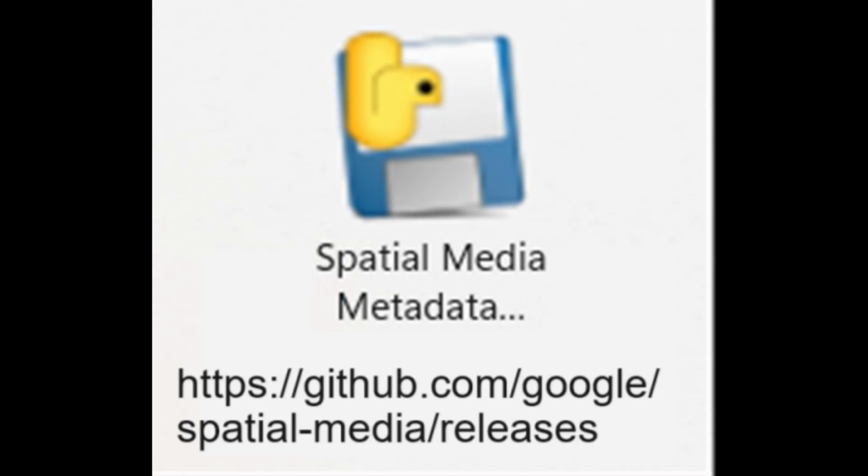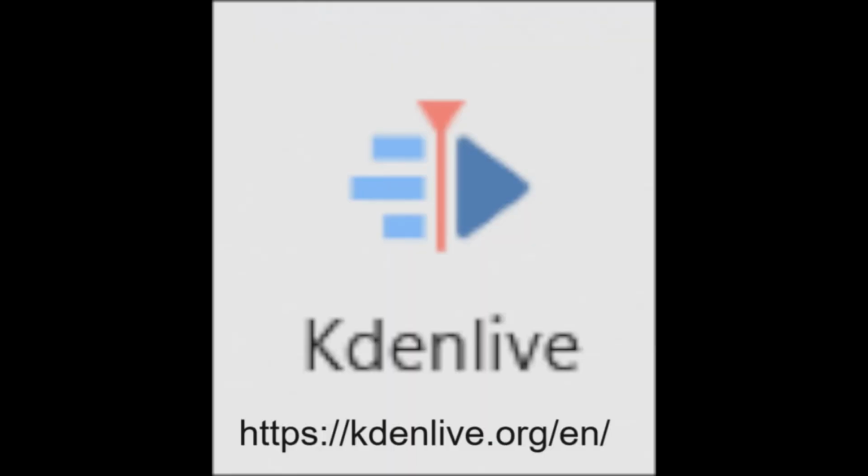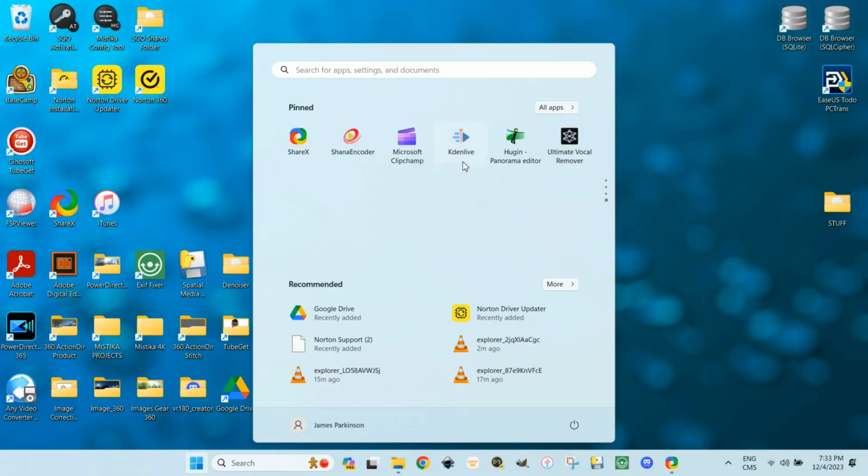Let's get ready. You need your 360-degree video in equirectangular format. Download free software programs, Spatial Media Metadata Injector, Kdenlive and GIMP. Let this tutorial begin. Open Kdenlive.